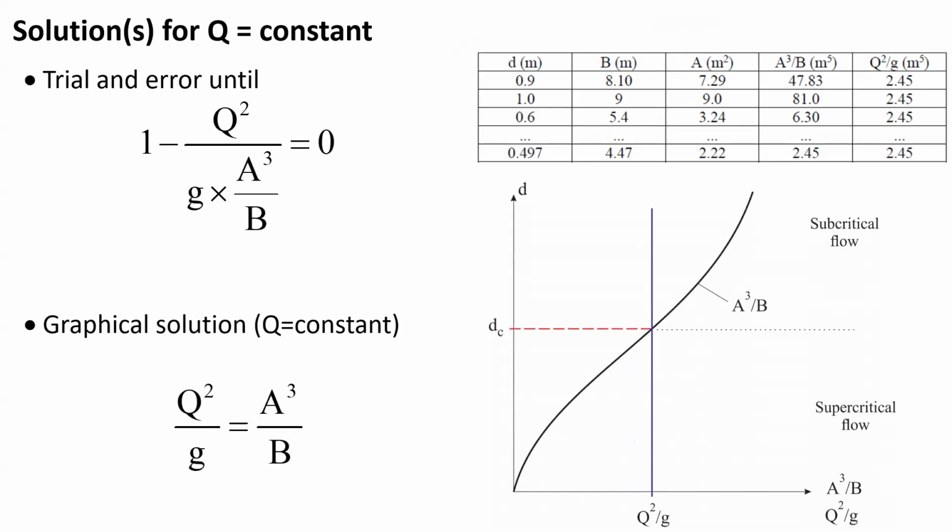It can also be solved graphically by plotting the expression Q squared over g and A cubed over B as a function of the water depth, as illustrated here. And when these two curves intersect, we have critical flow conditions.